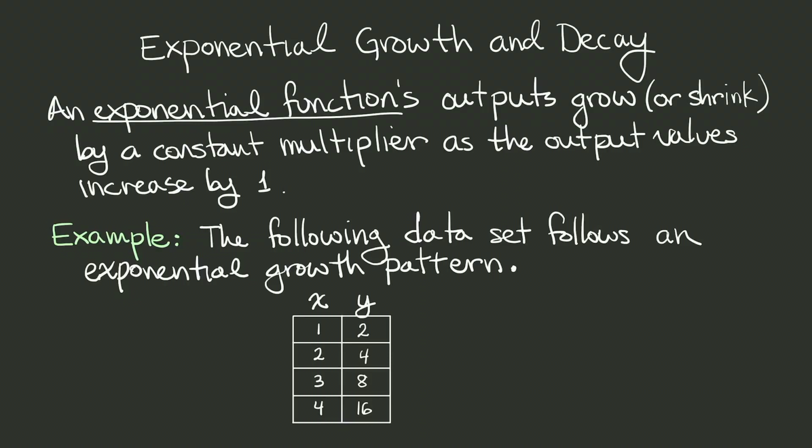In the first line of this table, the x value is 1 and the y value is 2. As x increases by 1, the y value goes from 2 to 4. And as x increases by 1 again, the y value goes from 4 to 8. So we see that each time we're multiplying the y value by 2 as we increase the x value by 1. To check our pattern, on the last one we go from 8 to 16, which again follows from multiplication by 2.